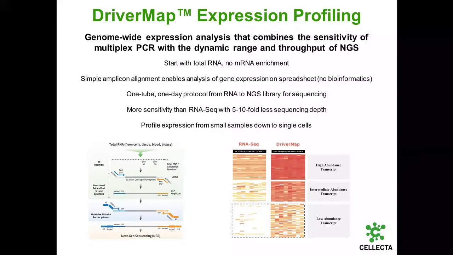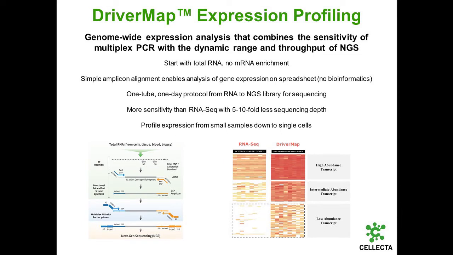The first platform I'll talk about today is the DriverMap expression profiling assay. This technology enables you to get data on which genes are activated or deactivated in different samples from different treatments, from cell culture conditions, biopsies, other patient-derived material like blood. Probably the most common approach to look at changes in gene expression on a global genome-wide scale is RNA sequencing. That's probably what most researchers are familiar with.